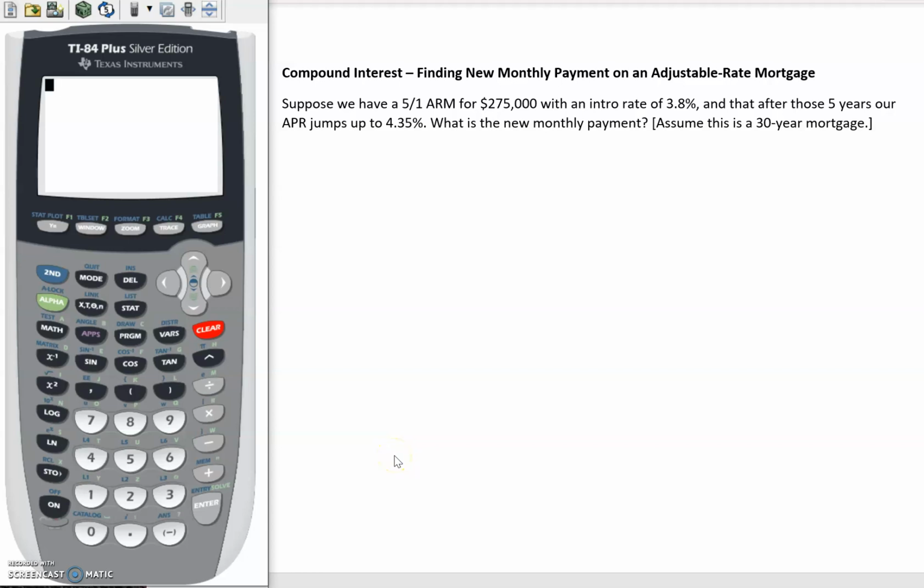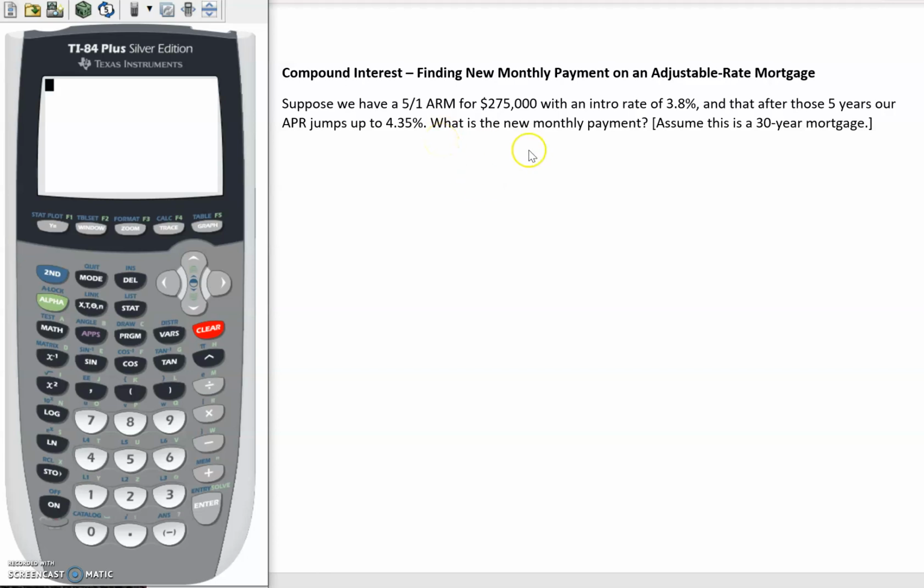So with adjustable rate mortgages, we have a fixed rate for the beginning, and then we have what's called a floating rate after that. So in this case, we've got a 5-1 ARM. The 5 is that intro rate, how long we get that fixed rate at the beginning. So for 5 years, we're going to have this intro rate of 3.8%. The 1 means every year after that, our interest rate is going to change depending on what the market dictates. And then remember, ARM just stands for adjustable rate mortgage. And that's the idea, is that we have a fixed rate and then it adjusts after that.